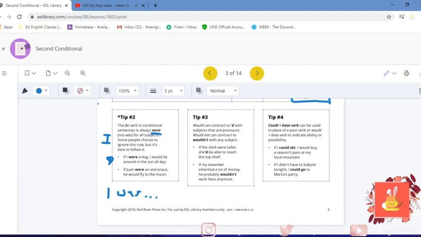Tip 4, could plus base verb can be used in place of the past verb, or would plus base verb, to indicate ability or possibility. If I could ski, I would buy a season's pass at my local mountain. If I didn't have to babysit tonight, I could go to Marco's party. So, if you guys remember my lessons, or well, this was a different lesson, but I'm also going to regurgitate this later. We will revisit modals.